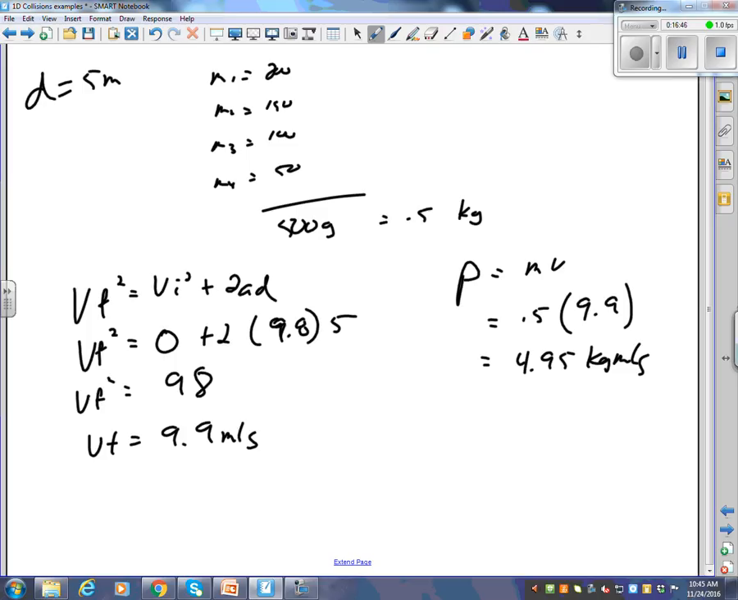What is it? Okay, so the momentum is 4.95. So that is, would you agree, the initial momentum? Now, what do we know? We know that the initial momentum is equal to the final momentum. So therefore, PF is 4.95. We just got A, and this was B. And I'm moving into C now.